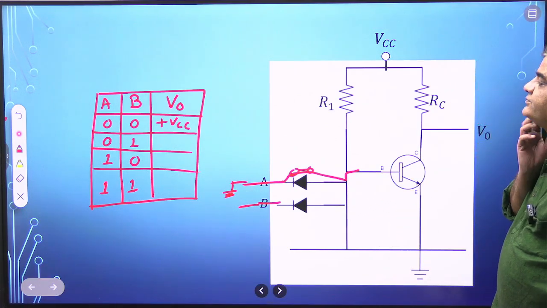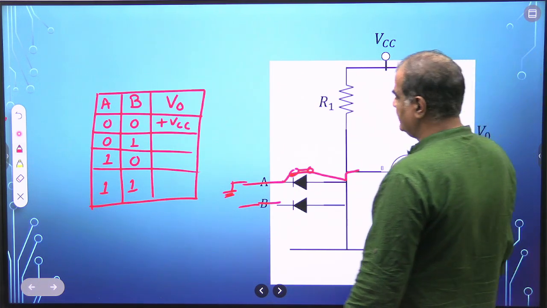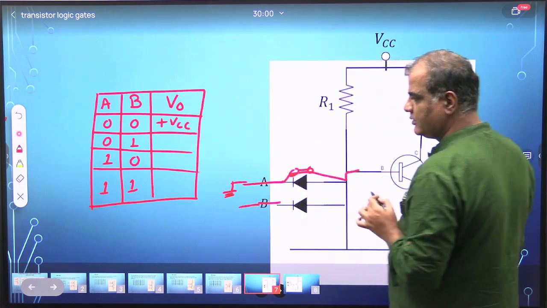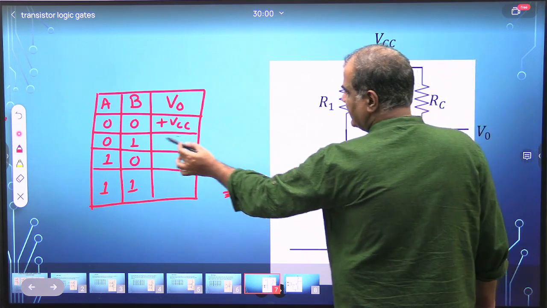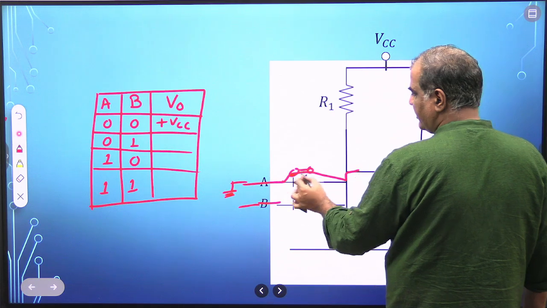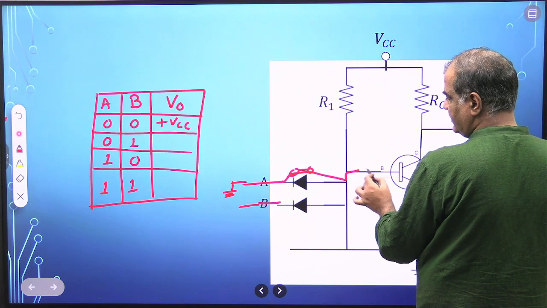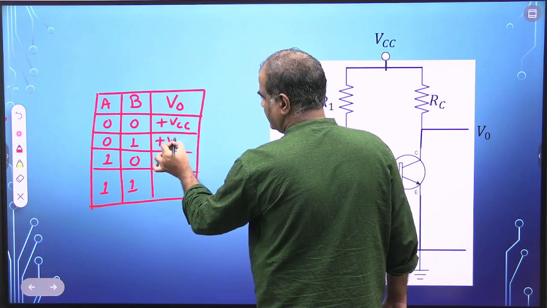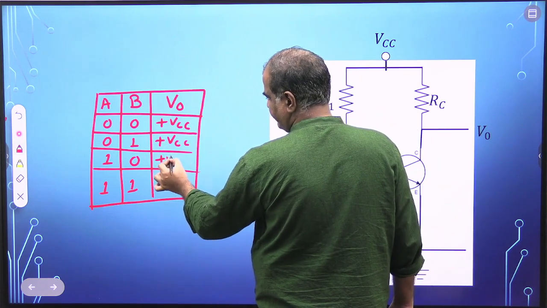But when both of them were right, that also will be... Right. This is ground or this is cut off. This is high voltage. Okay. Now, if anyone is conducting 0, 1, then this will become 0. This is still not conducting. Still not conducting means this is still plus VCC. Okay. 1, 0 also plus VCC.